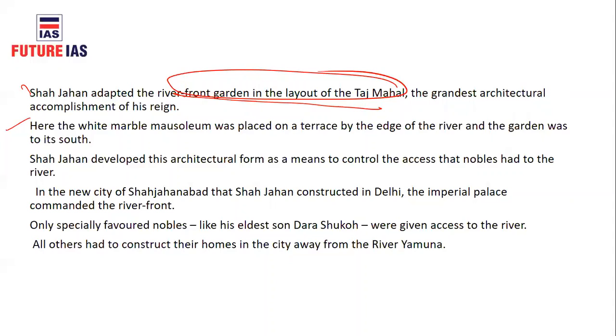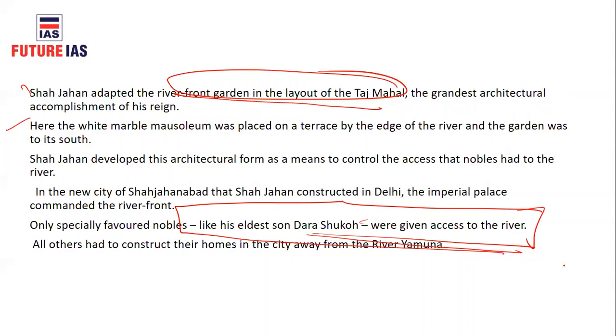This architectural form was adopted by Shahjahan. Only the specially favored nobles, like his eldest son, who was also known as Dara Shukoh, were given access to the river. Otherwise, others were not given access to the river. And you must also understand that to construct a home you have to take permission from the king, and you are not allowed to construct homes nearby the river Yamuna, but away from the river Yamuna.